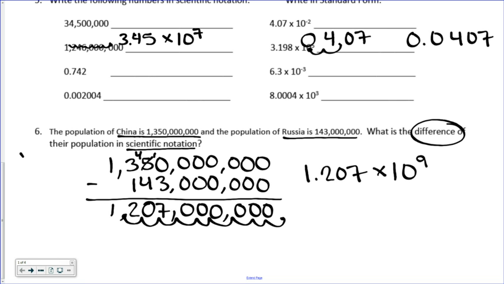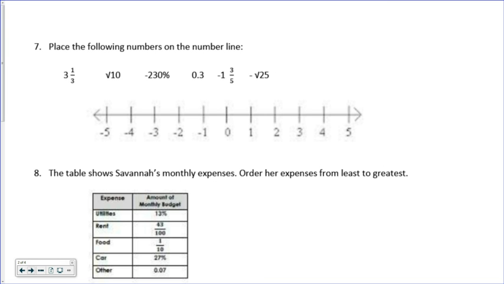Okay, next page, we're going to start on number 7. Place the following numbers on the number line. In order to do this, we need to change them so that they all are in the same form and we can place these on our number line. So 3 1/3, if you plug that into your calculator, 1/3 as a decimal, you should get 3.33 repeating. Plug in the square root of 10. You're not going to get a whole number, but you're going to get an approximate value, which is 3.16.